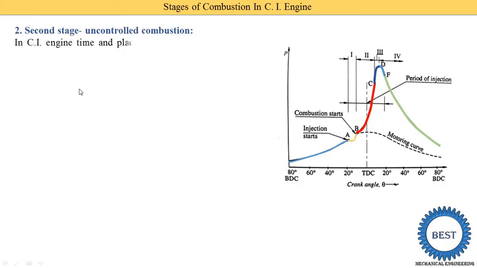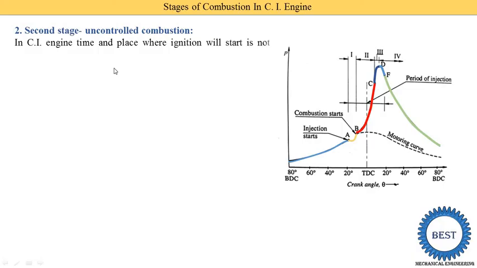The second stage is the uncontrolled combustion. The line of this uncontrolled combustion in a P-theta diagram is from point B to C. So this red color line indicates the uncontrolled combustion. Now what do you understand from the meaning of uncontrolled? It means combustion is not controlled by us. If we control the combustion, then it is known as controlled. But if the combustion is not controlled by our hands, then it is known as uncontrolled combustion.